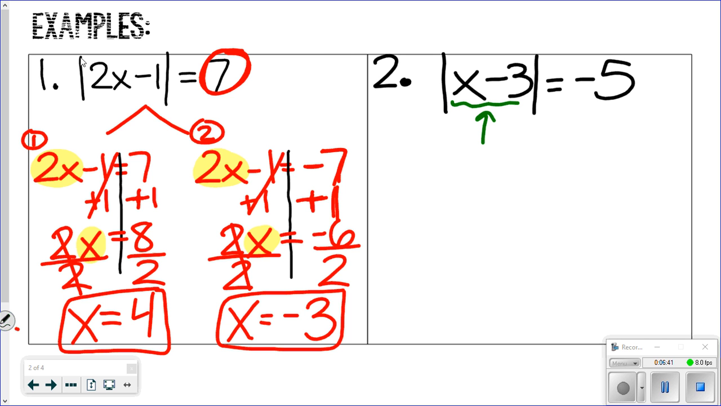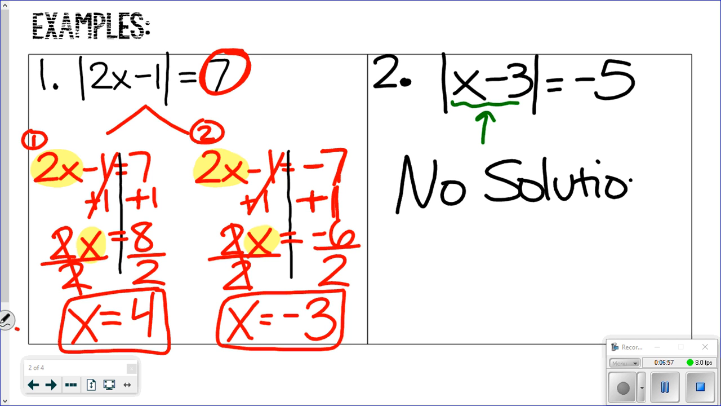Well, that doesn't make sense, right? I can't walk -5 steps. We can't run -5 miles. We can't drive -5 miles. Whatever the case may be, we can't be set equal to a negative number, so this is no solution. We don't even have to do the work. No solution.